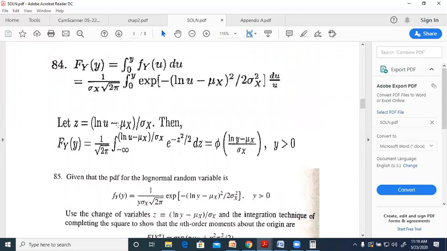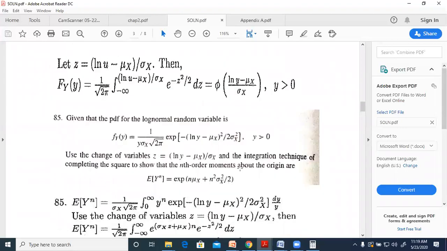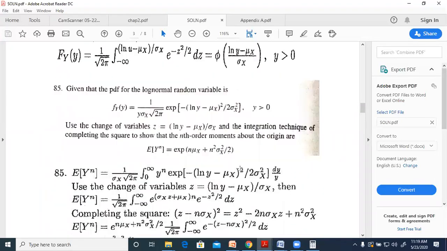But if this is equal to z, then what will be the value of the upper limit over here? That will turn out to be this quantity itself, (ln y minus mu x) by sigma x. Okay, and that, if you see over here, is the limit which we are considering. In place of y, we should have this total quantity ln of y minus mu x by sigma x. Okay, this is how we can solve problem 84.